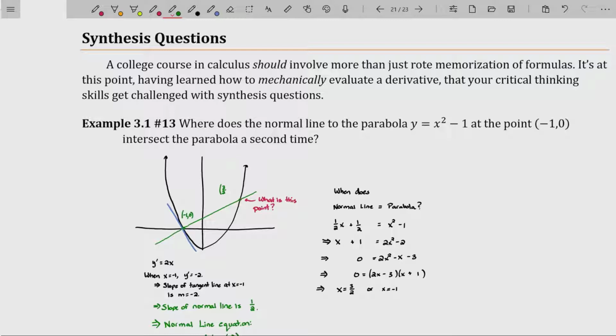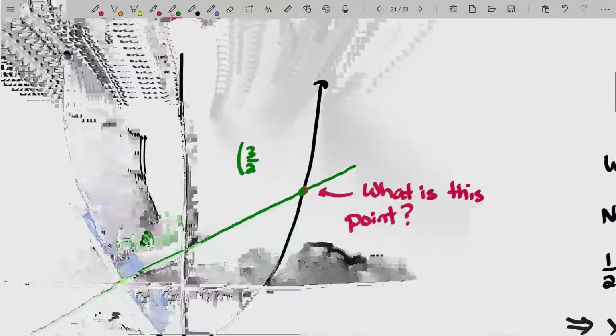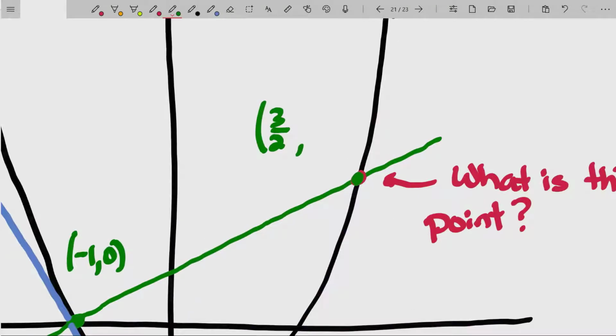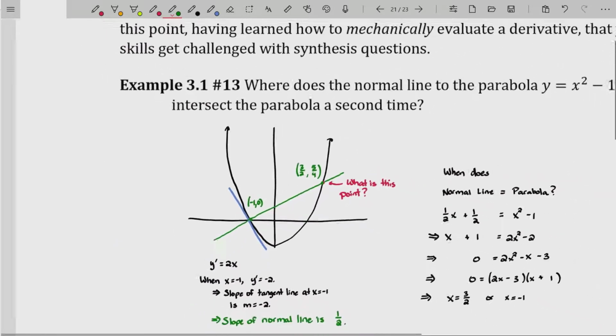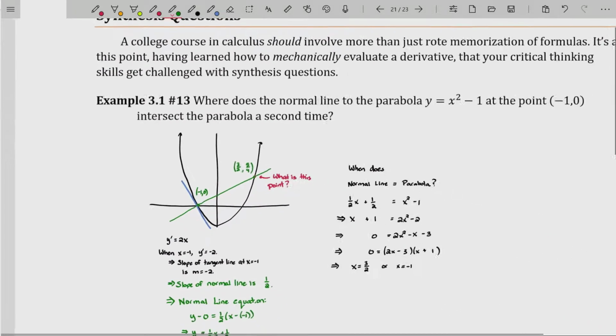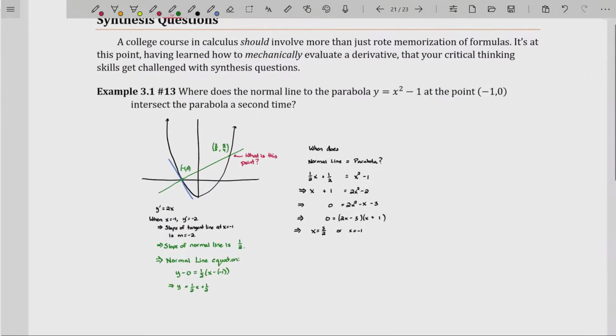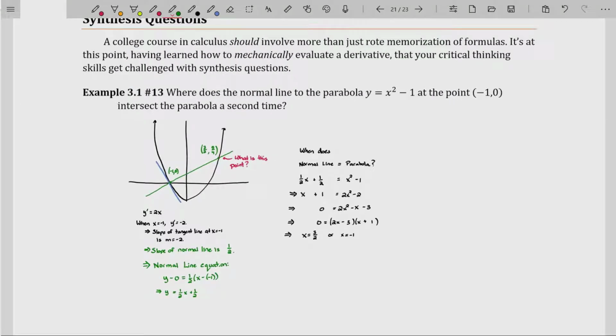But I could easily find it because I have two equations upon which that point will lie. And so I'll go ahead and just plug it into the parabola. I'll have 3/2 squared minus 1, or 9/4 minus 1, or 5/4. So I'll just write that in right here, comma 5/4. There we go. That is the point where the normal line intersects the parabola a second time.